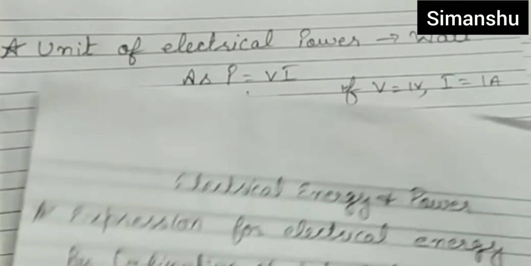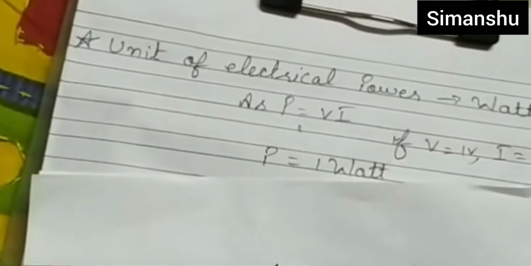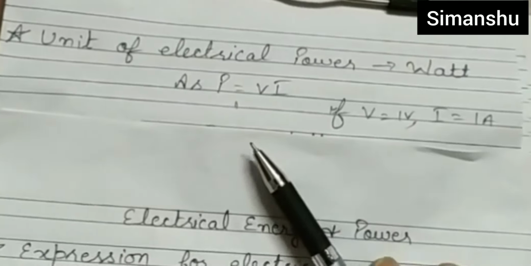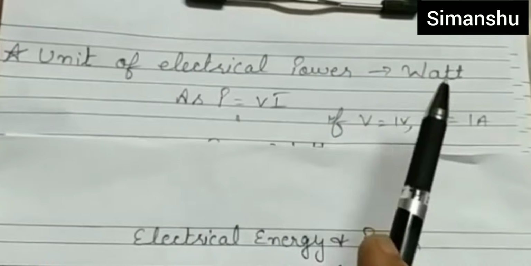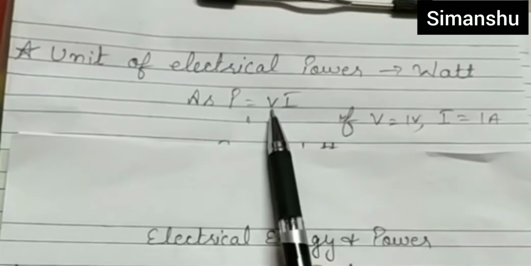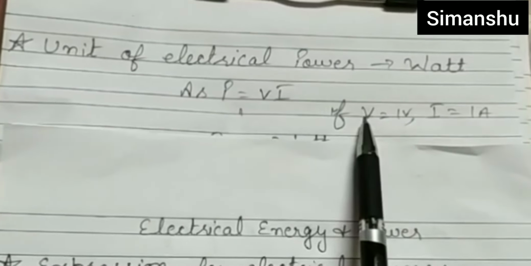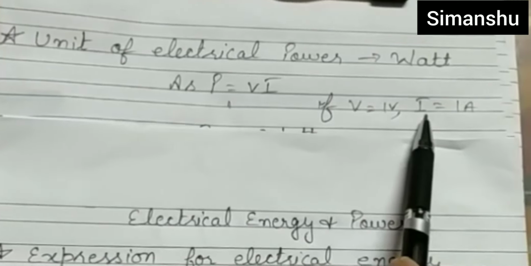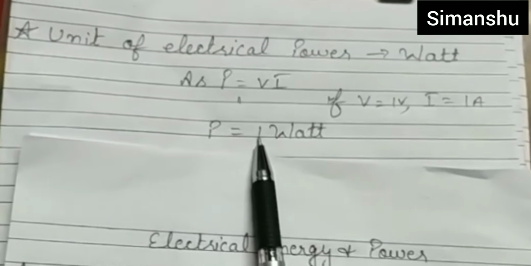Earlier we did the unit of power, that is watt. The same is the unit for electrical power also. As we know, P is equal to V into I. If we put the value of potential difference and current both as 1, that is potential difference is 1 volt and current is 1 ampere, then P is equal to 1 watt.